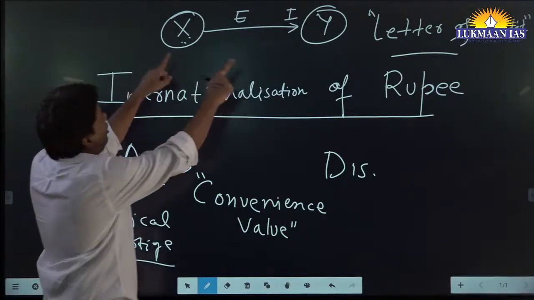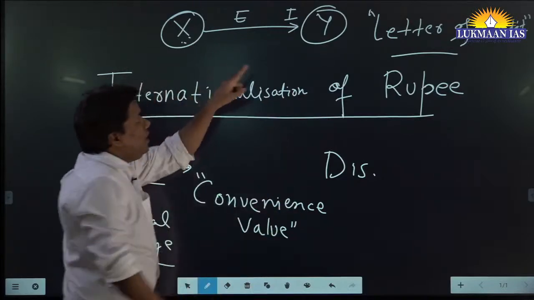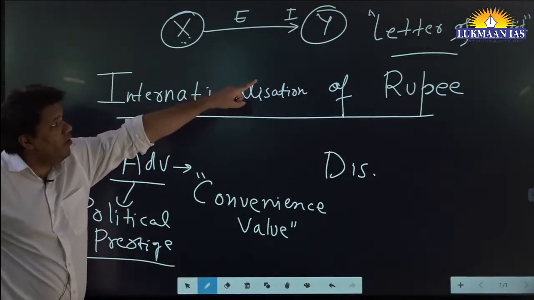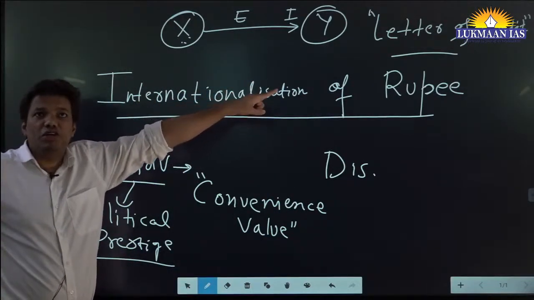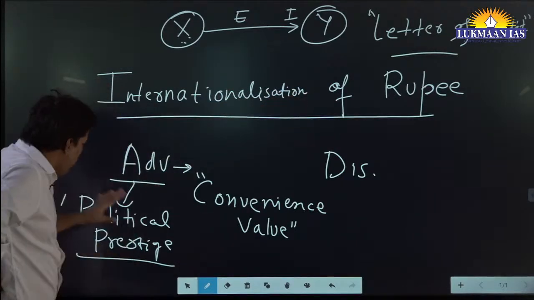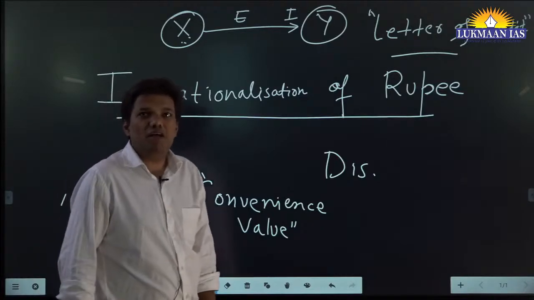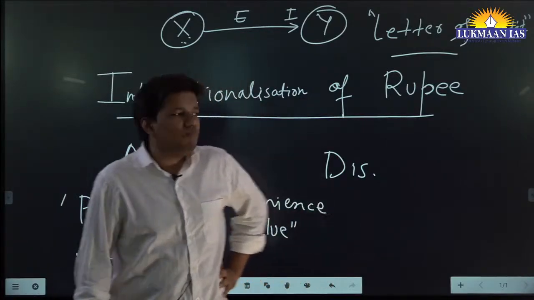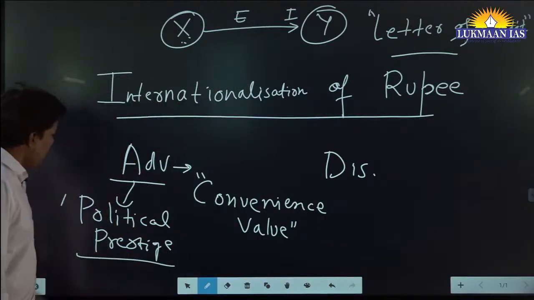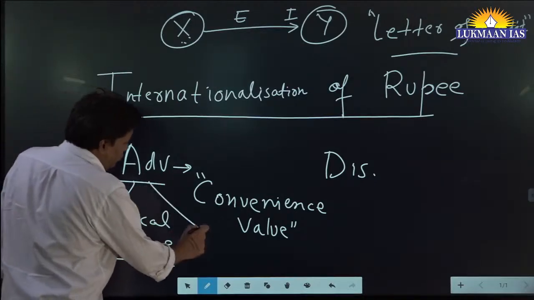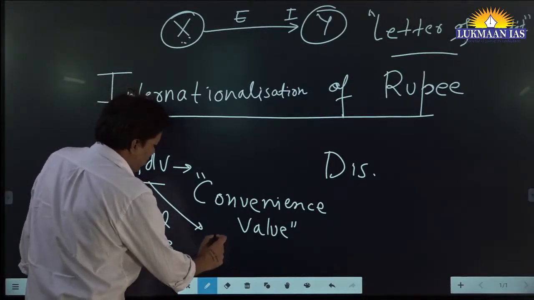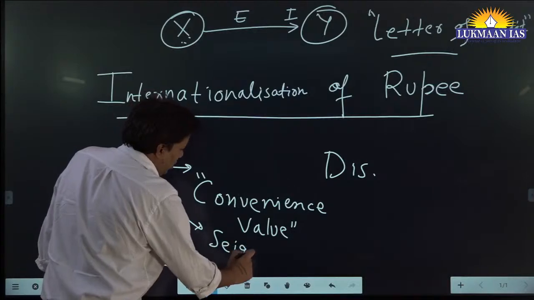These two countries have different currencies, but they will accept a letter of credit in USD, which is the main currency. That is why it becomes political prestige as well. So these are the advantages of currency. Now, there is one more term which is called seigniorage.